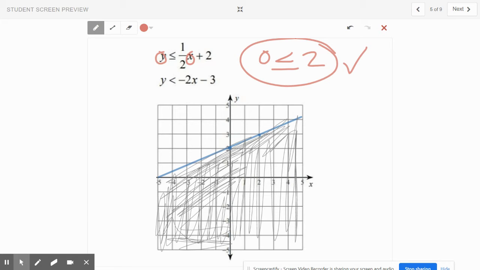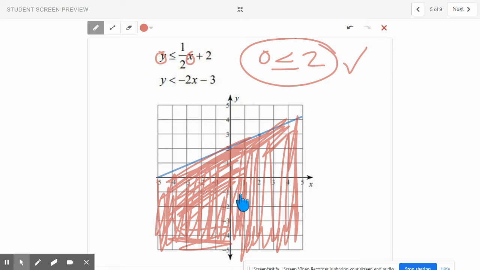Now let's go ahead and do the next one. Different color. We'll keep it Christmassy. Negative 3, down 2 over 1.